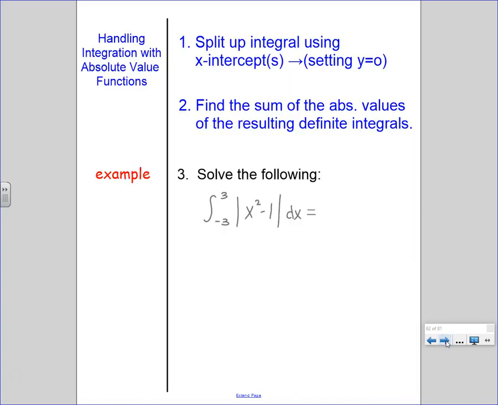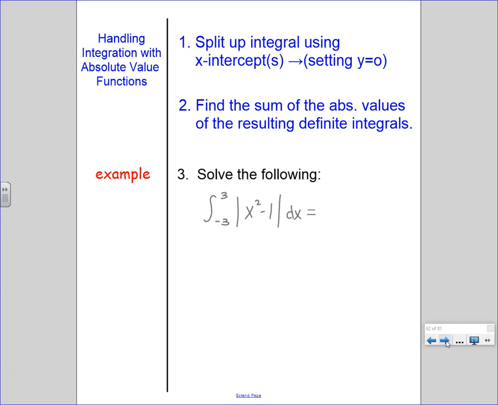Ready? Handling absolute value. Oh, come on. I already showed this forever card to you. Handling integration with absolute value functions. That was sneaky, Mr. E, just sneaking in. Yeah, but we figured it out first. Isn't that cool? True. Be ready.